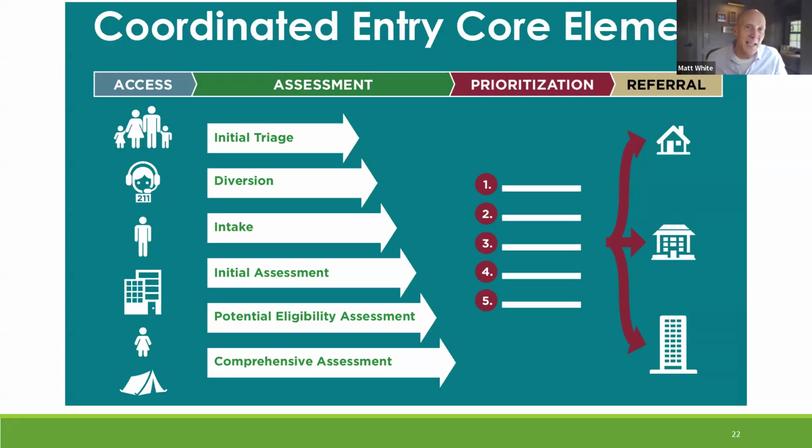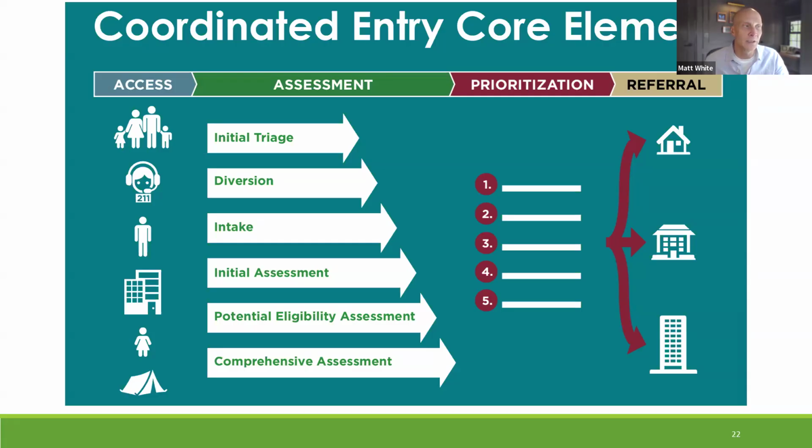Assessments typically are phased. You ask an initial set of triage questions, and then if you don't resolve the crisis, you move on to diversion. If diversion doesn't work, you might do a full intake. If a full intake doesn't work, you're going to do an eligibility assessment to determine what other resources you might direct someone to. And then a comprehensive assessment might bring in a whole housing history and behavioral health needs. So think of these as layered on one another. You're building a more complete, a fuller picture of what's going on and how the system can respond.